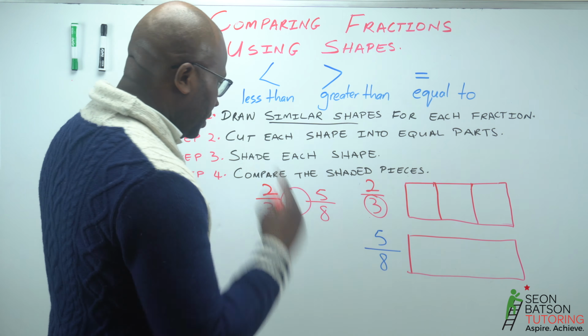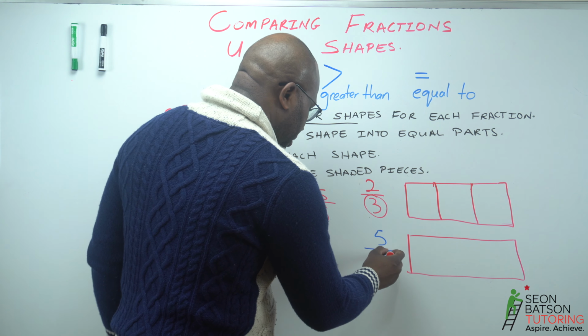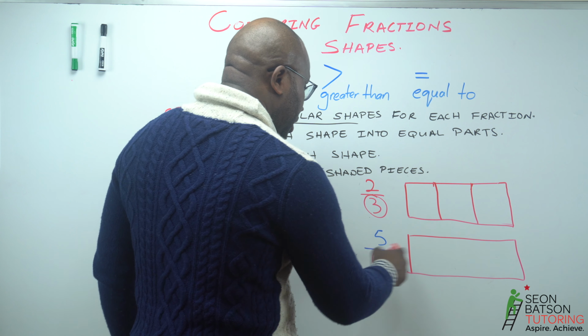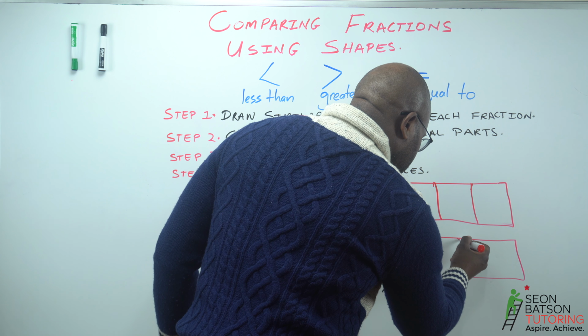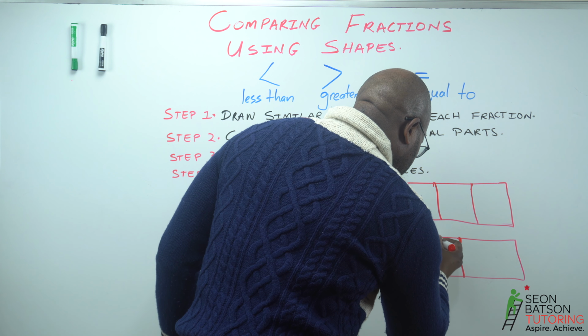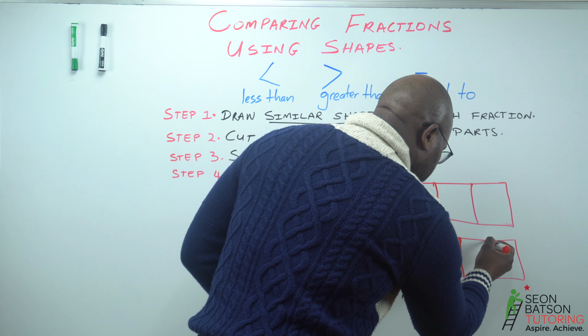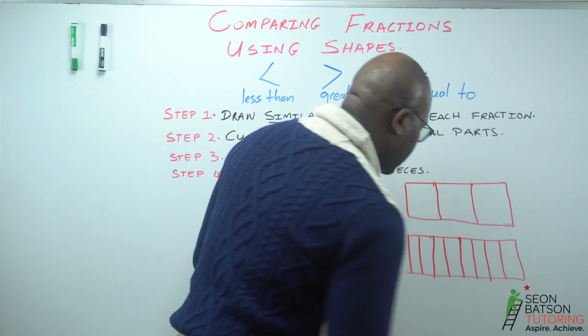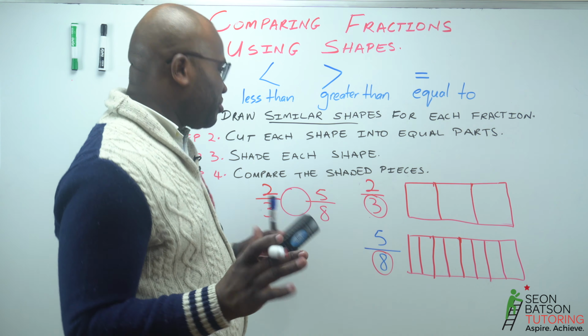Yeah? Cool. Now, we'll come to our second fraction here. In the second fraction, the denominator is 8. And we have to, therefore, cut the shape into 8 equal parts. So let's see if we can get that. Let's see. Like that. Then some right here, here, and here. Pretty good? Yeah, pretty good.